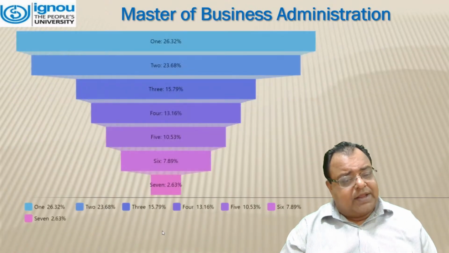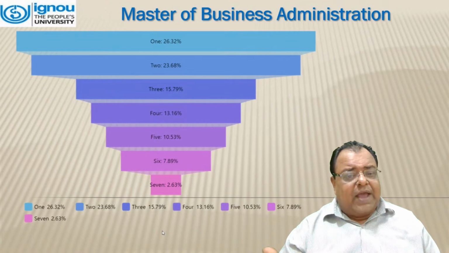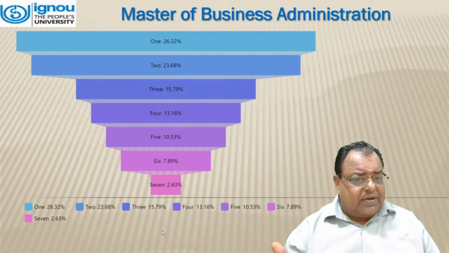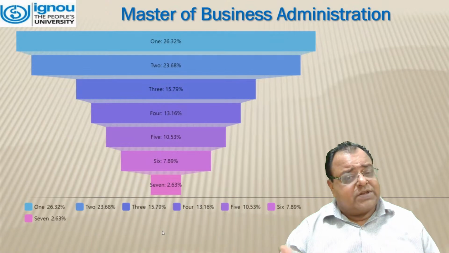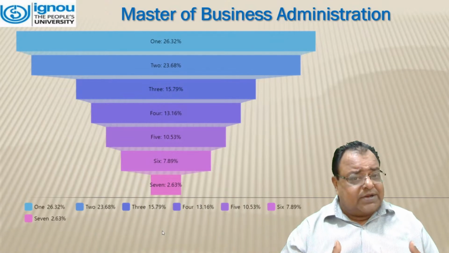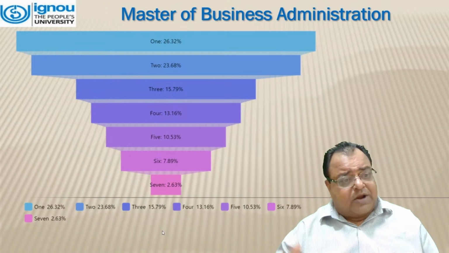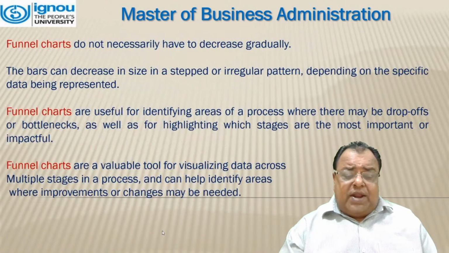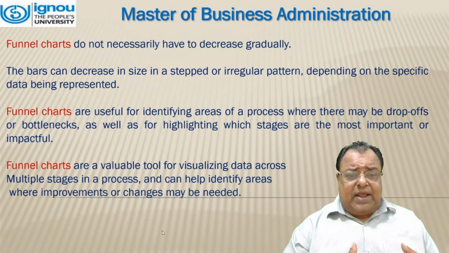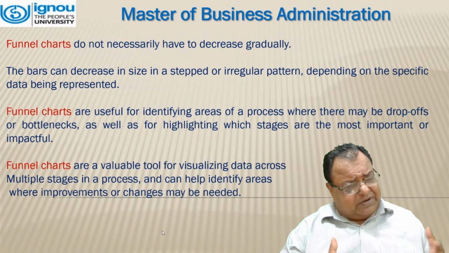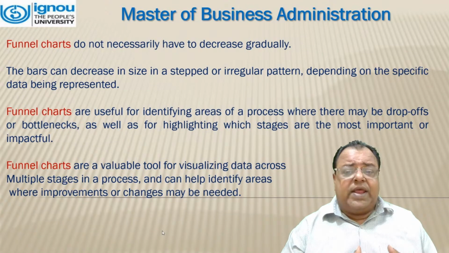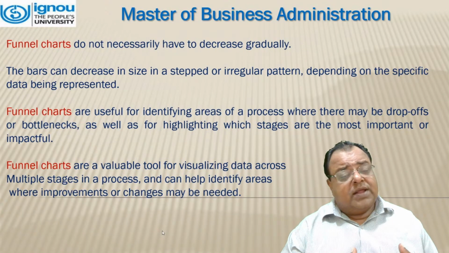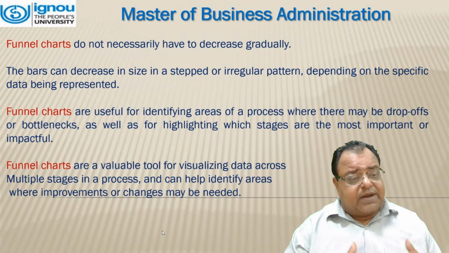Similar to something like this, we have different layers. We have 7 layers, and the different percentages of the observations are given. According to the percentage, they have been drawn or plotted. Funnel charts do not necessarily have a tip that decreases gradually. The bars can decrease in size in a stepped or irregular pattern depending on the specific data being represented.